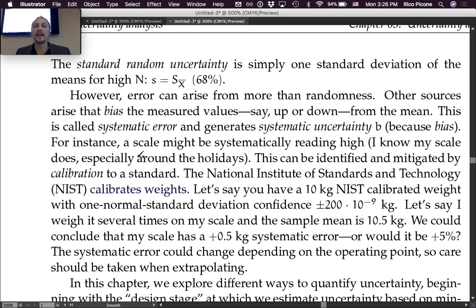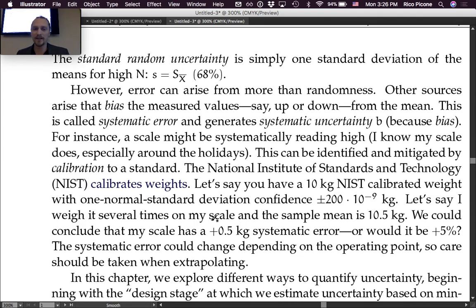For instance, a scale might be systematically reading high. I know my scale does, especially around the holidays. This can be identified and mitigated by calibration to a standard. The National Institute of Standards and Technology, NIST, calibrates weights, and that is a link to their website, and they tell you all about it. They're very proud of it. I mean, they should be.